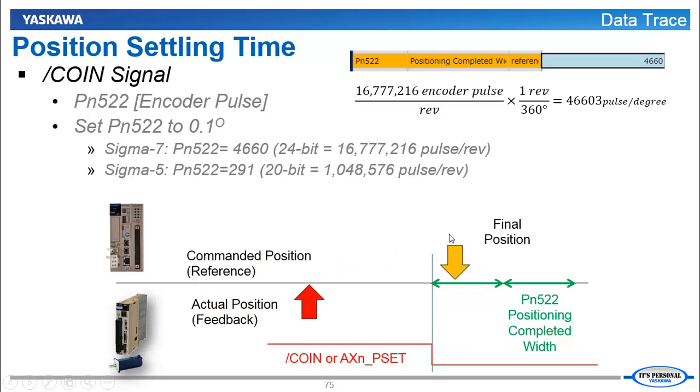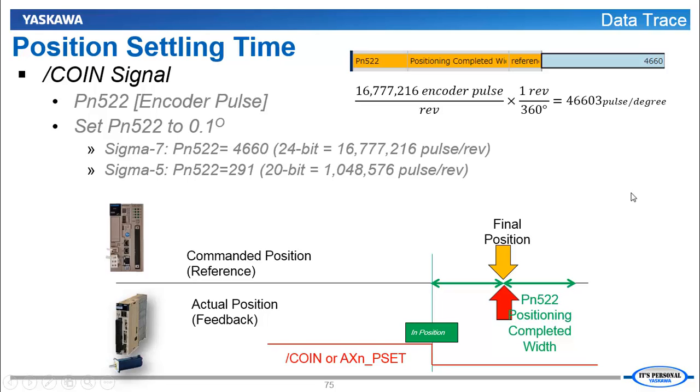The controller is giving the position over time, and the servo is somewhat behind. It's exaggerated here. But as soon as the feedback position gets within this position complete width, sometimes called the position complete window, this COIN signal goes from high to low. Therefore, you really cannot measure position settling time unless you have first considered the setting of the position completed width for the COIN signal, Pn522.